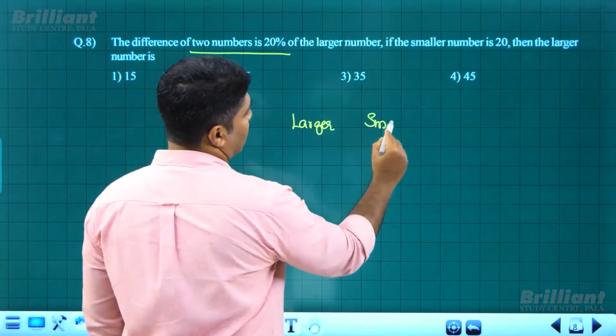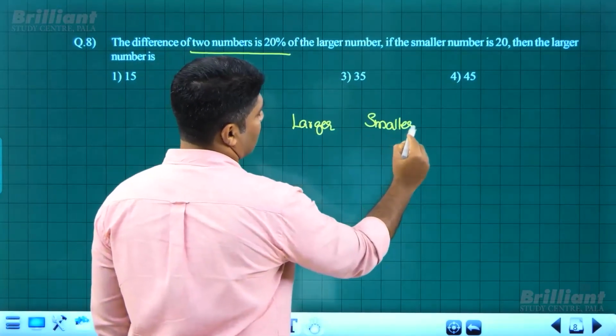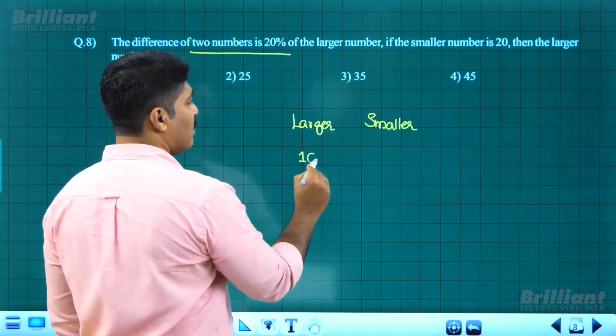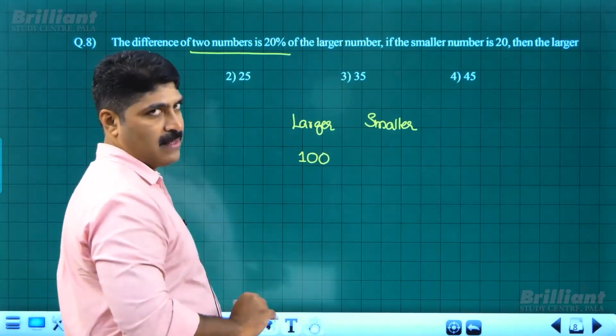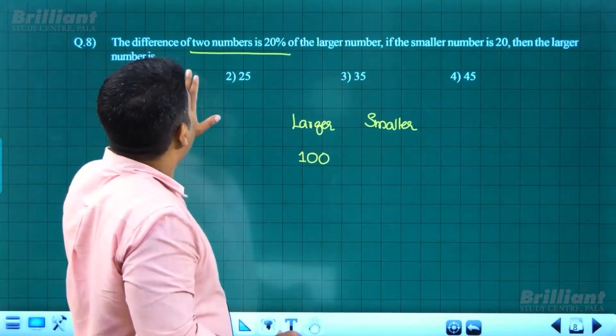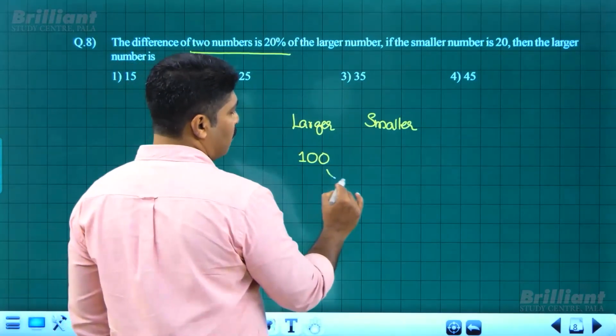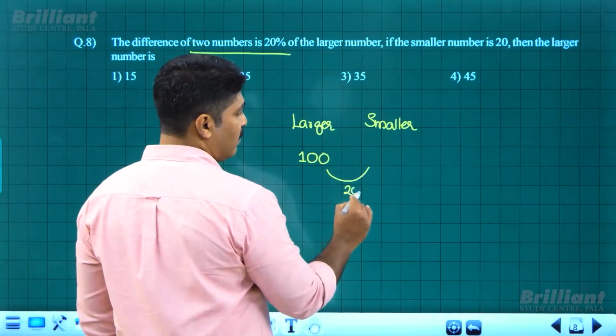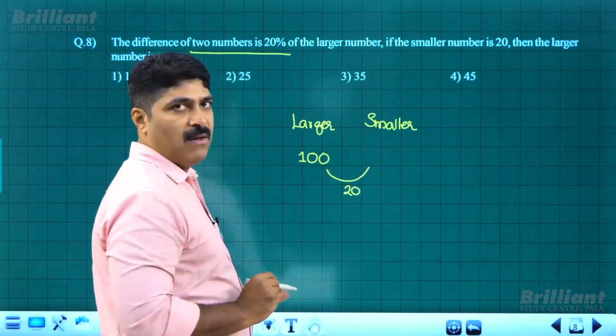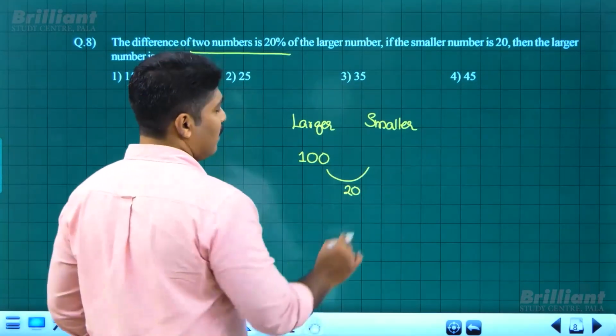So in similar types of questions, what you can consider? You just consider the larger number as 100. You just assume like this. So the difference of two numbers is 20% of the larger number. Here the difference is 20% of this larger number. Therefore, we just consider the difference as 20.